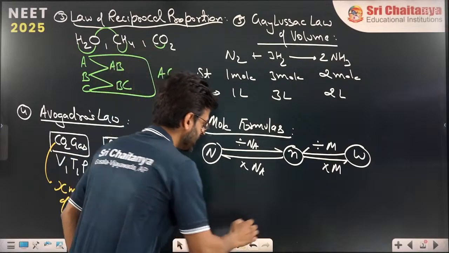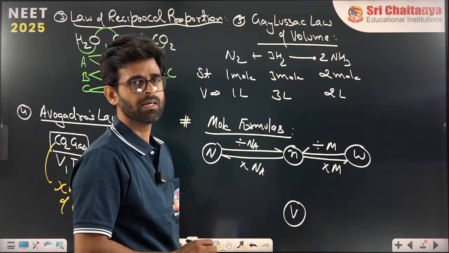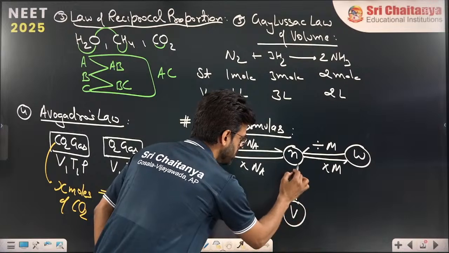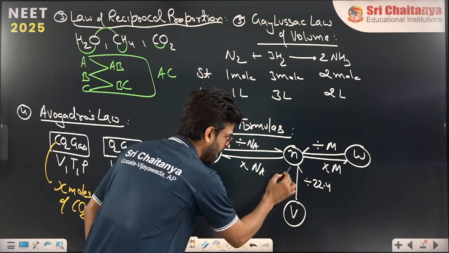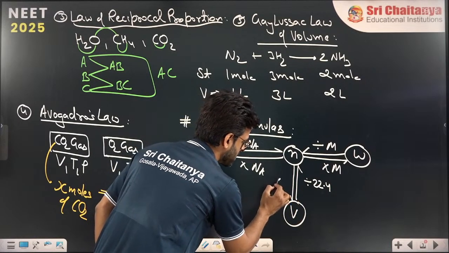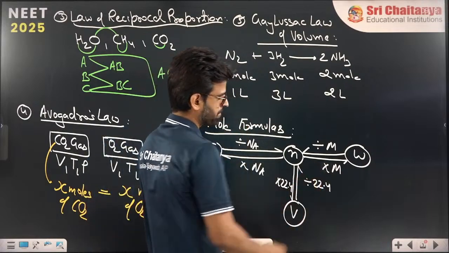Next thing, if I am having volume here, what do we do? We will divide the volume by 22.4 to get the moles, and reverse, mole to volume, we will multiply by 22.4. Clear? But one thing is very important here.